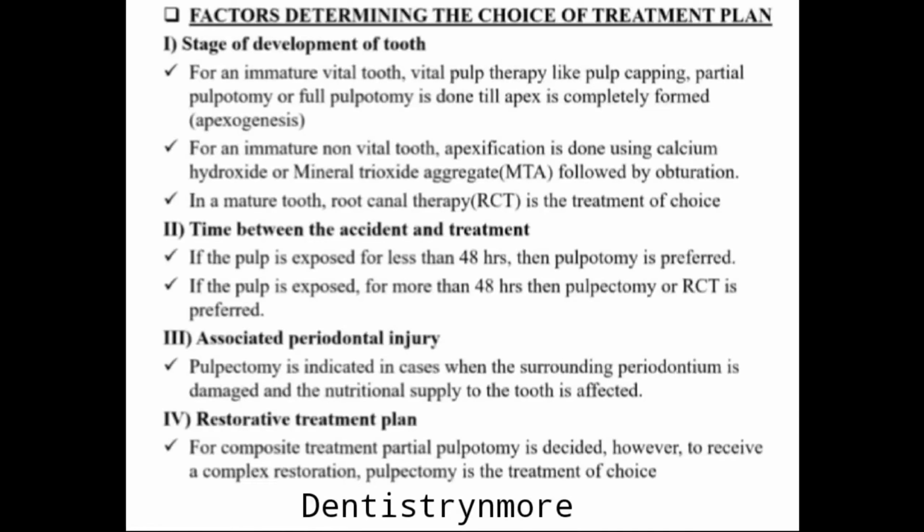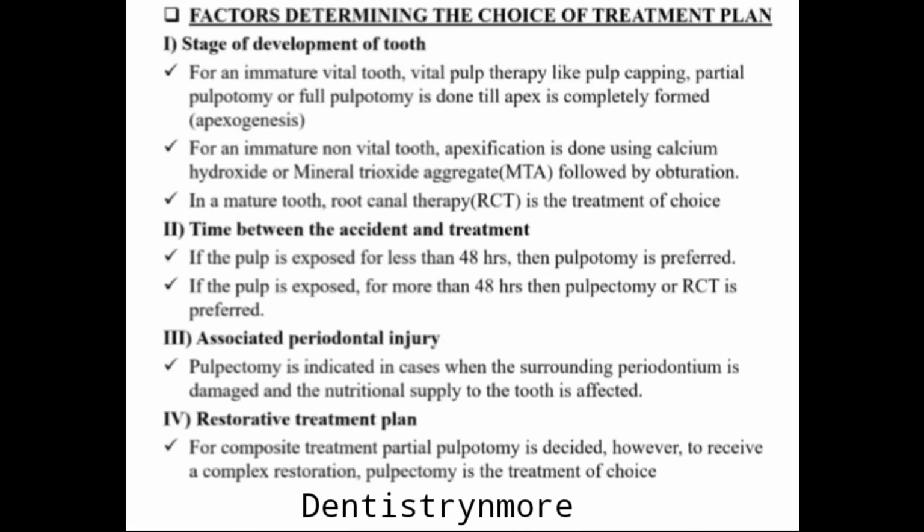Or in case of an immature non-vital tooth, apexification is done using calcium hydroxide or MTA, followed by maturation. And in case of a mature tooth, root canal treatment can be done. Next factor is the time between the accident and the treatment. If the pulp is exposed for less than 48 hours, then pulpotomy is preferred, and if the pulp is exposed for more than 48 hours, then pulpectomy or RCT is more preferred.